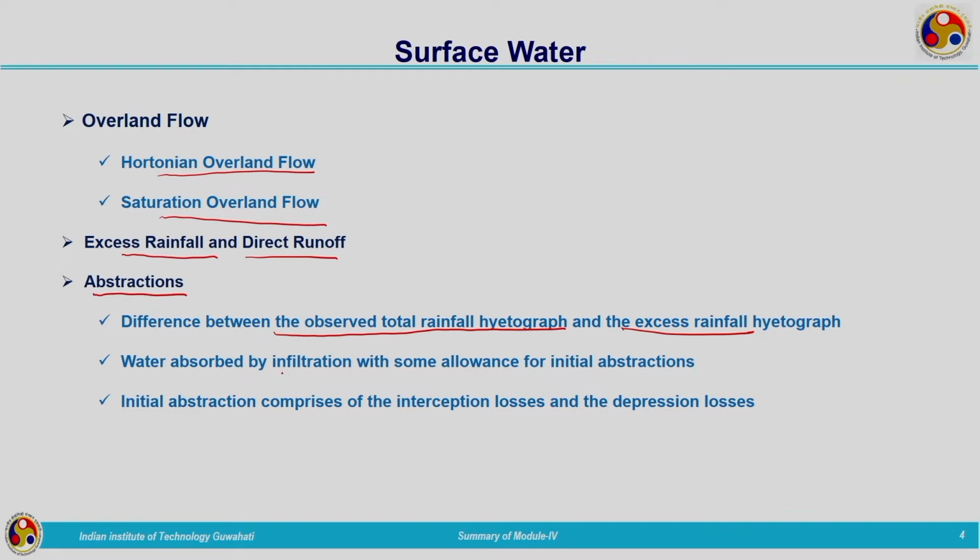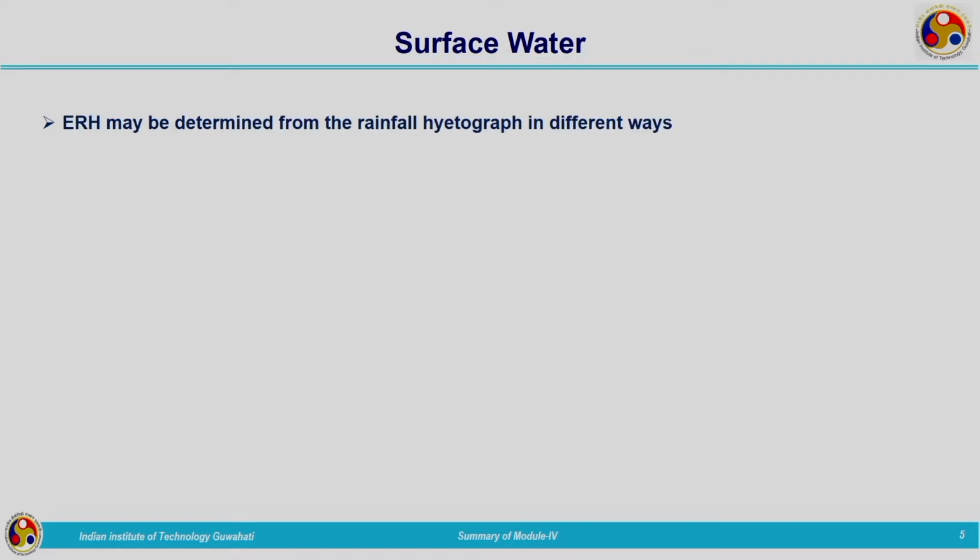So, that is water absorbed by infiltration and initial abstractions. Initial abstractions include interception losses and depression losses. So, these three are considered as abstractions during the time of rainfall. In addition to this, there are so many other losses that are not taken into account while calculating the excess rainfall. After that, we have covered different methods for estimating effective rainfall.